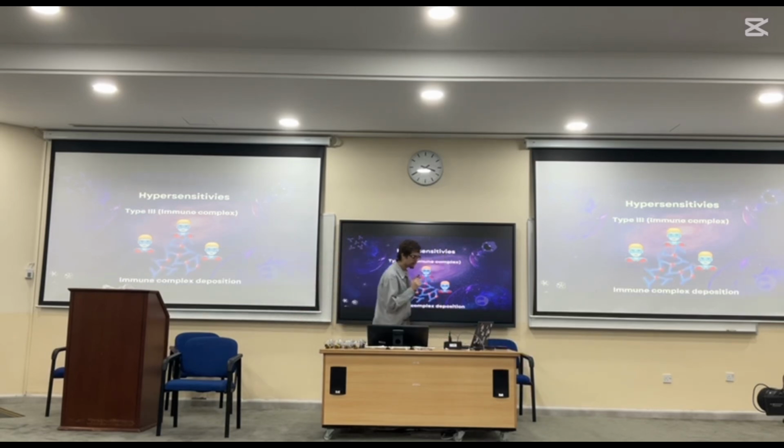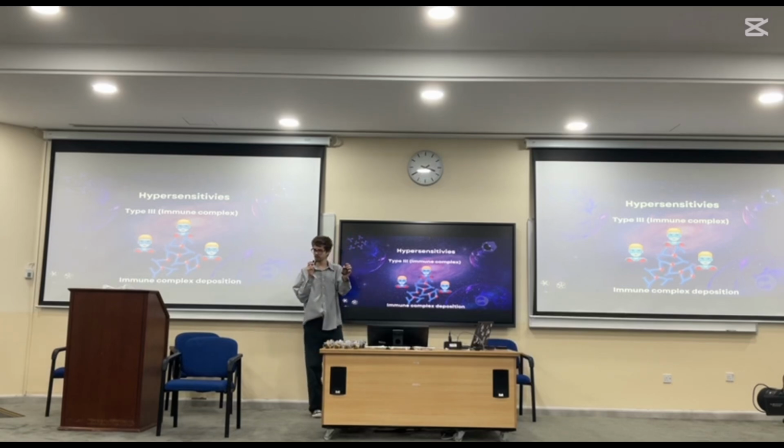Next, type 3 immune complex, free antigens binding to antibodies on the surface of cells. And these form immune complexes. Immune complex is basically just a mess of antigens and antibodies that are bound to their lymphocytes. And this is really important because when these immune complexes deposit in your body, they cause inflammation. And that's why when you have, has anyone ever heard of the disease lupus? Yes, so lupus is a very famous example of a type 3 hypersensitivity.